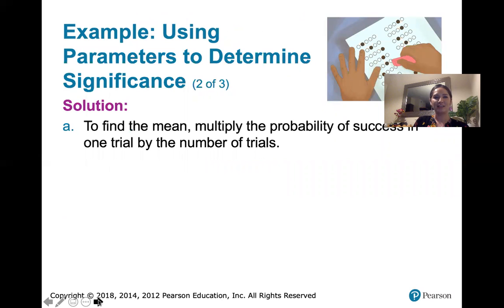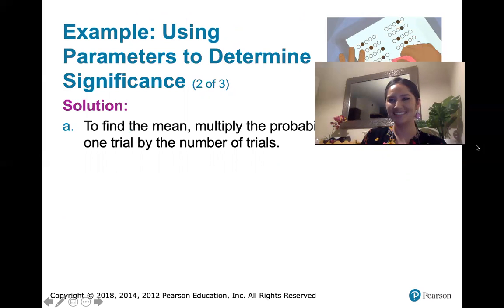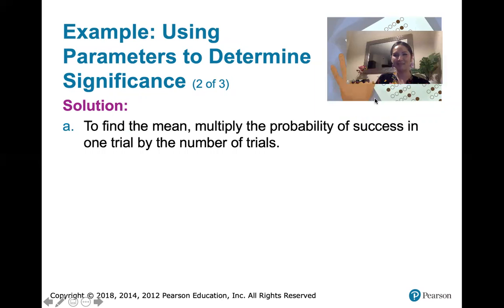So first we'll calculate the mean. All you have to do to calculate the mean is multiply the probability of success in one trial by the number of trials.